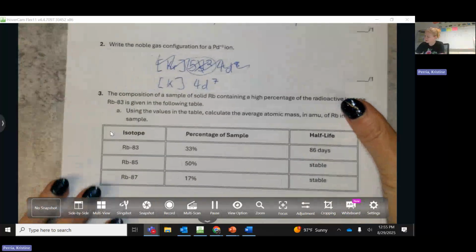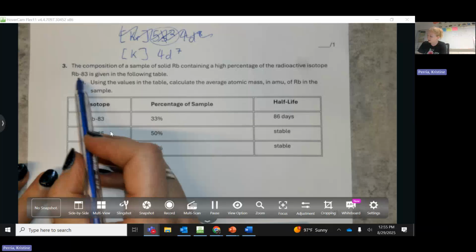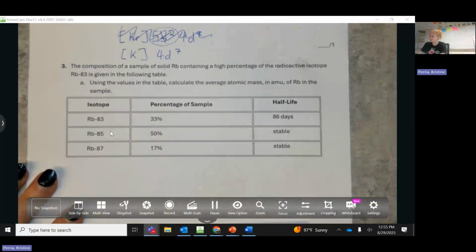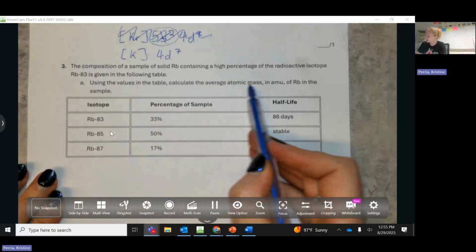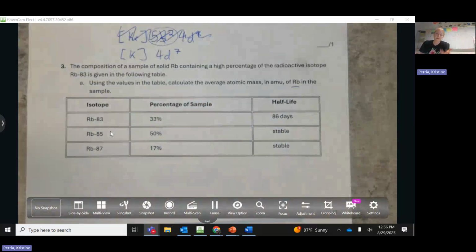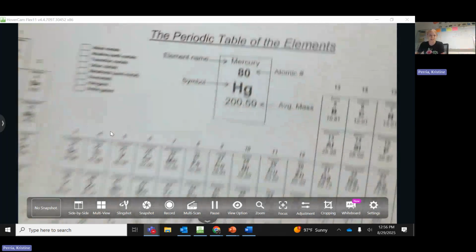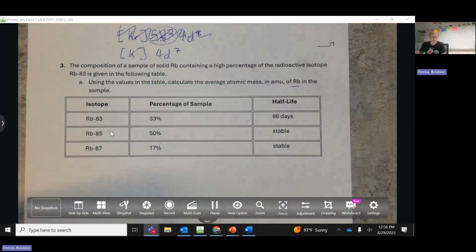The composition of a sample of solid Rb containing a high percentage of the radioactive isotope Rb83 is given in the following table. Using the values in the table, calculate the average atomic mass of Rb. So what this is saying is that you can't use the number on the periodic table for Rb because this is not a representative sample. This is one that has a higher proportion of Rb that's radioactive in it. So this number 85.47 is irrelevant for this problem.